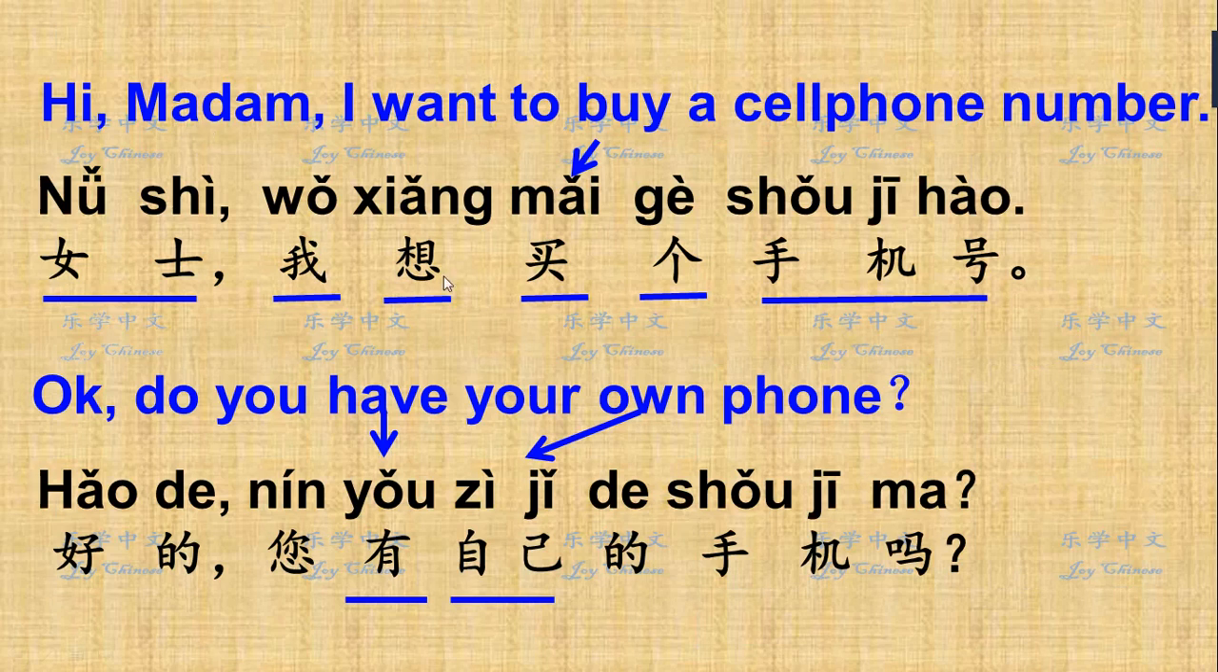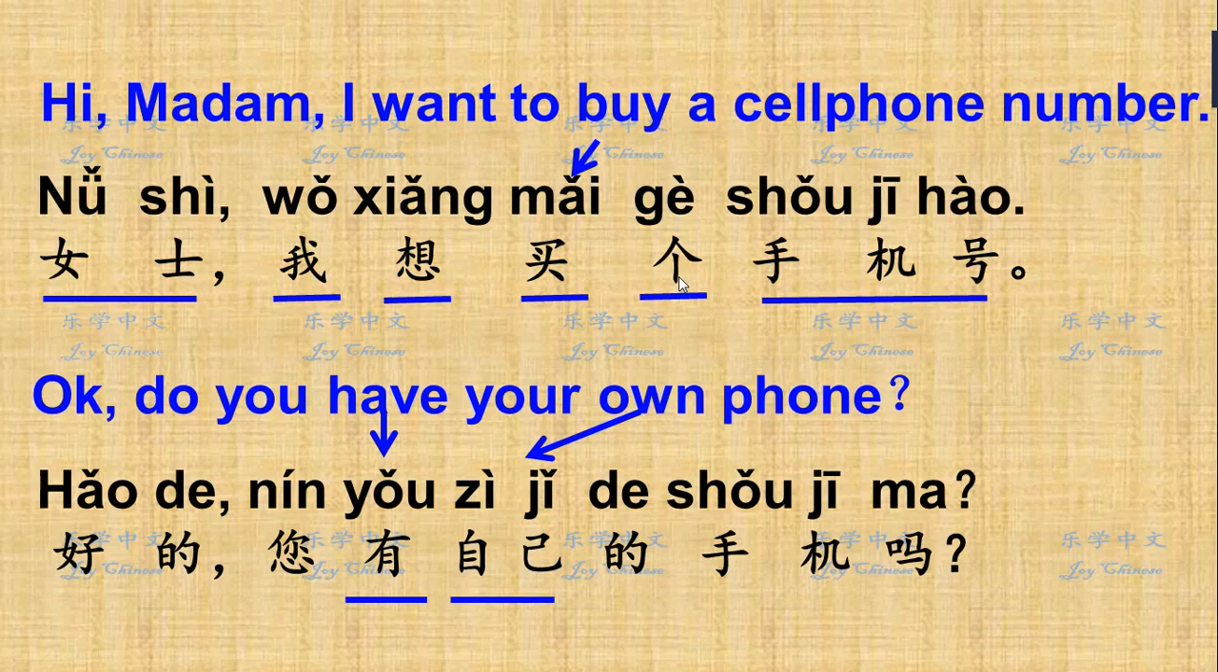我想买个手机号. We have said 手机 means cell phone, 号 means number. Here there's a new word, 买, buy. And this one, 个, means one. It's a measure word. Like we say, one apple.